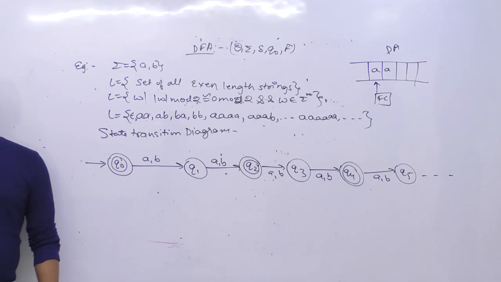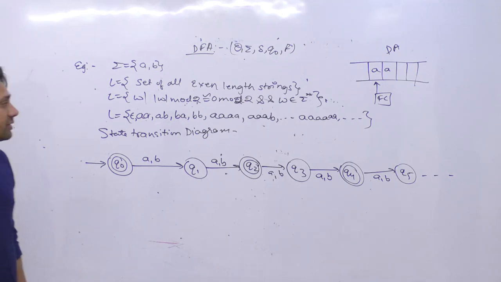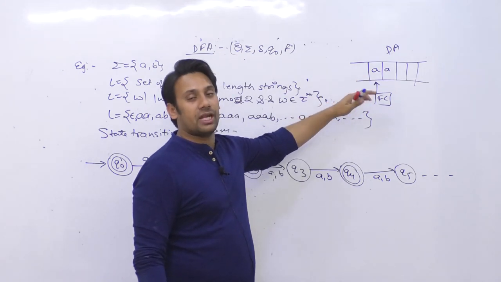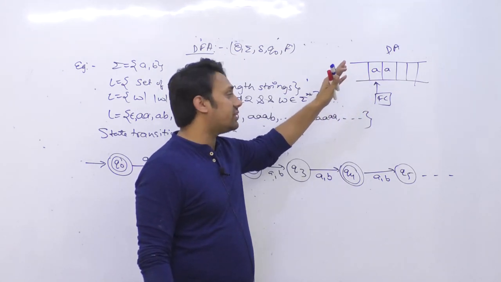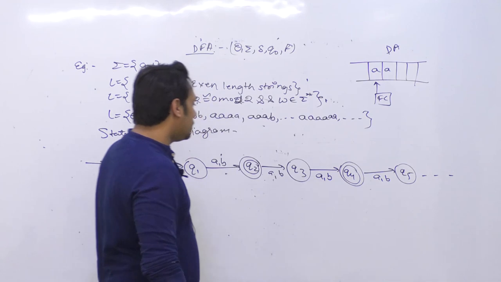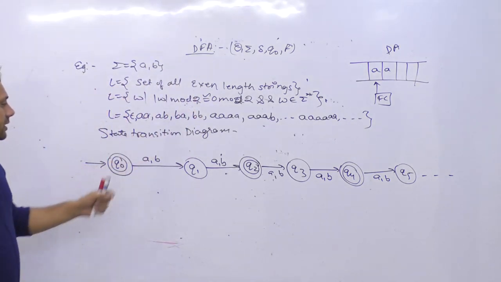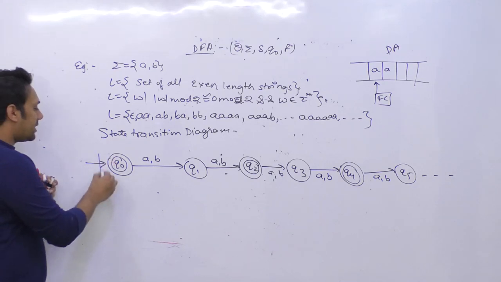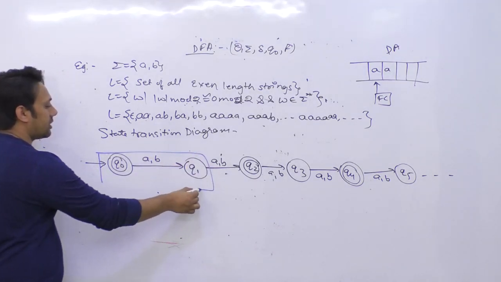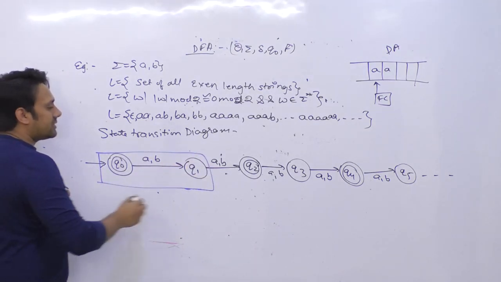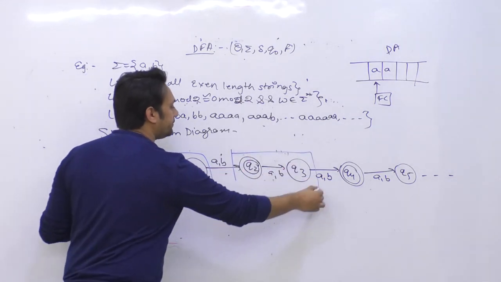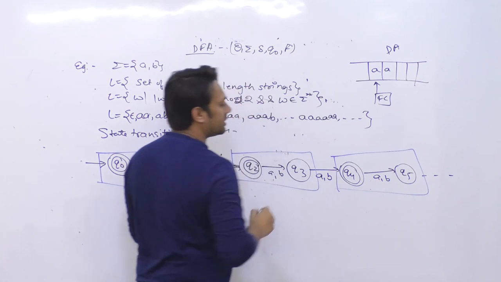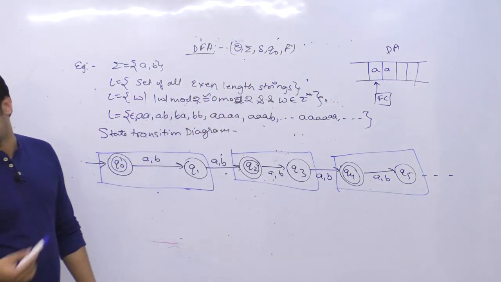So that means we can have a string of length 0 here, a string of length 2, a string of length 4, a string of length 8, and anything. If you look at this diagram, the pattern is continuing, right? You can see this pattern is present here, okay? Exactly the same pattern is present here. The same pattern is repeating again and again.